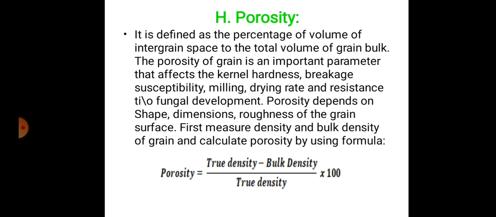Porosity is defined as the percentage of volume of intergrain space to the total volume of grain bulk. The porosity of grain is an important parameter that affects the kernel hardness, breakage susceptibility, milling, drying rate, and resistance to fungal development. Porosity depends on the shape, dimensions, and roughness of the grain surface. First measure density and bulk density of grain and calculate porosity by using the formula. Porosity is equal to true density minus bulk density, divided by true density, into 100.